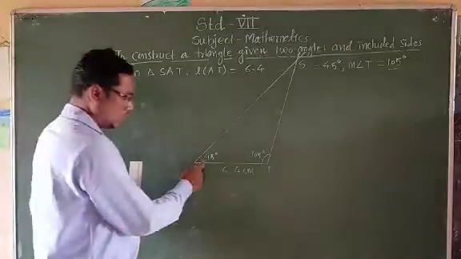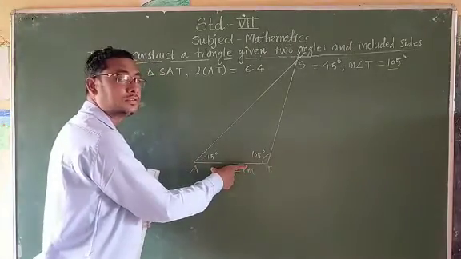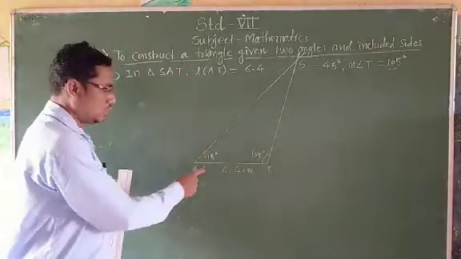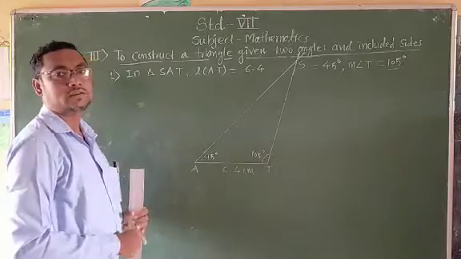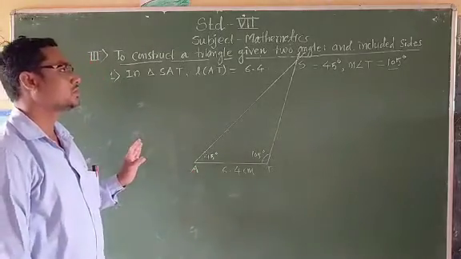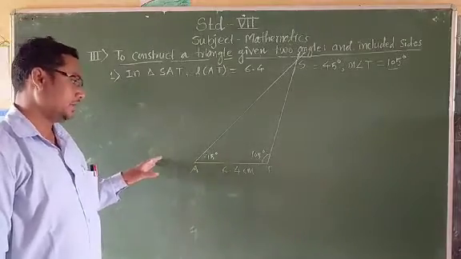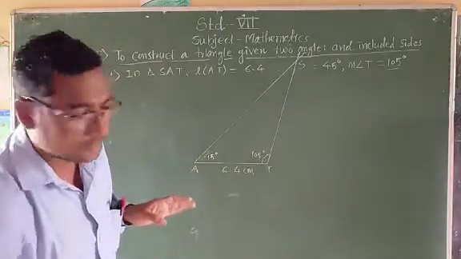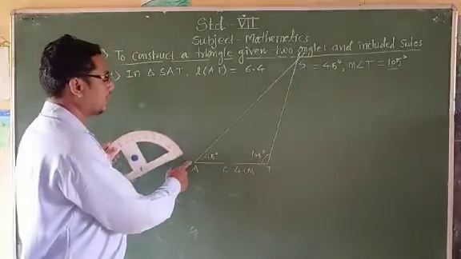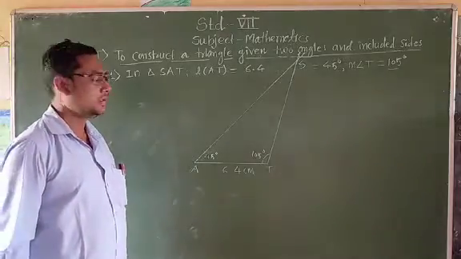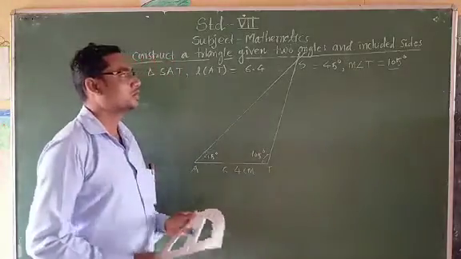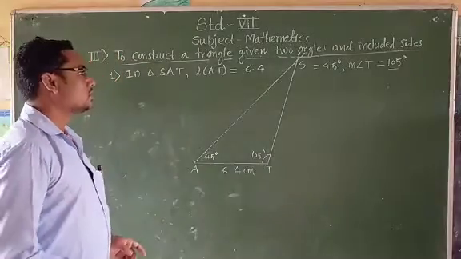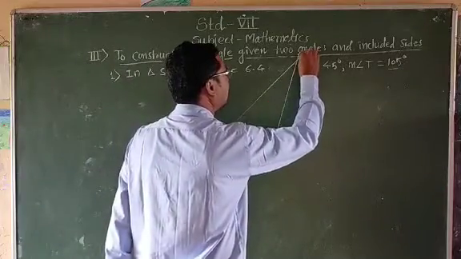Look here, two angles and the included side. Our heading is to construct a triangle given two angles and the included side. So like that we have to construct triangle SAT. First we draw the segment AT. Then, using the protractor, we measure this angle of 45 degrees, and angle T, how much? 105 degrees. So like that we construct triangle SAT.